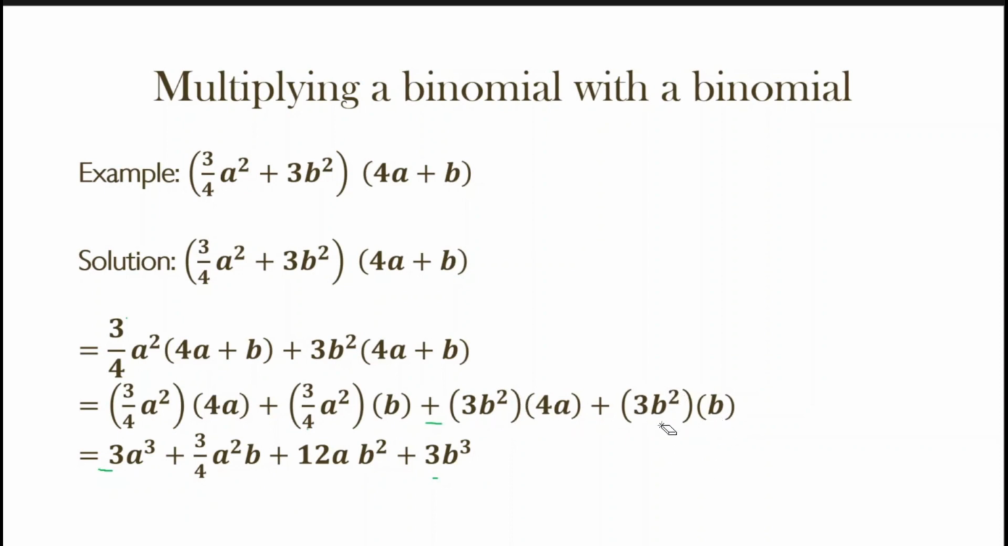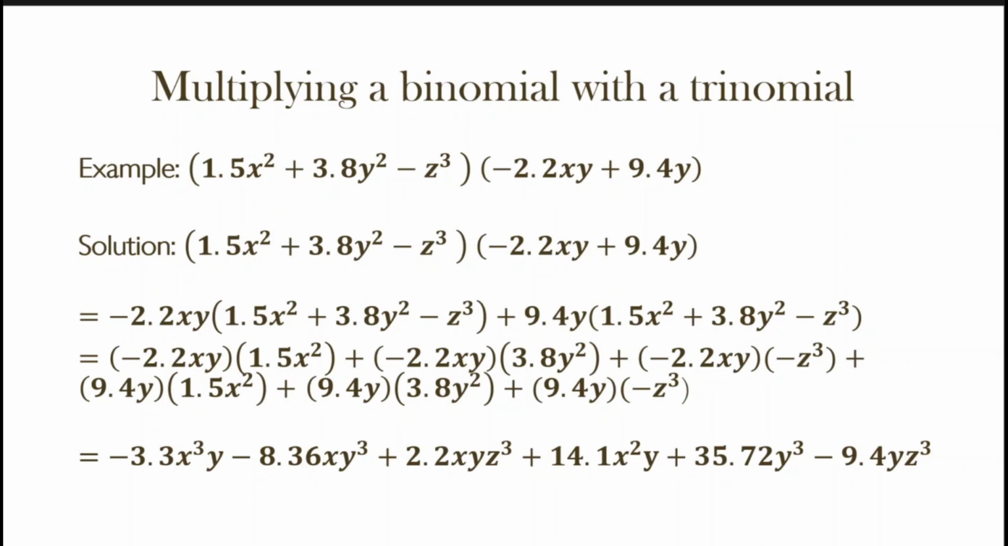Now moving forward to the next question. The next one is multiplying a binomial with a trinomial. Trinomial means one of the algebraic expressions that you are going to multiply would consist of three terms. Our example says 1.5x square plus 3.8y square minus z cube. As you can see, it has three terms, multiplied with a binomial which is minus 2.2xy plus 9.4y. So what to do?